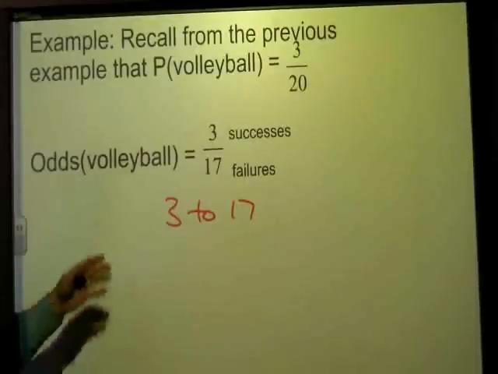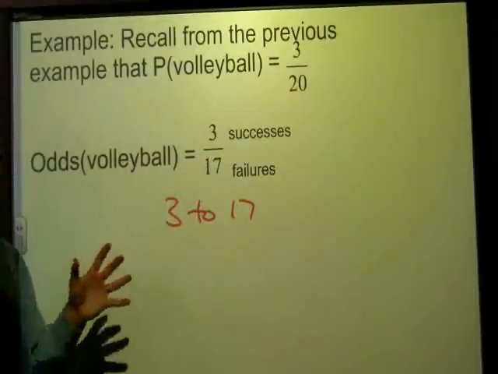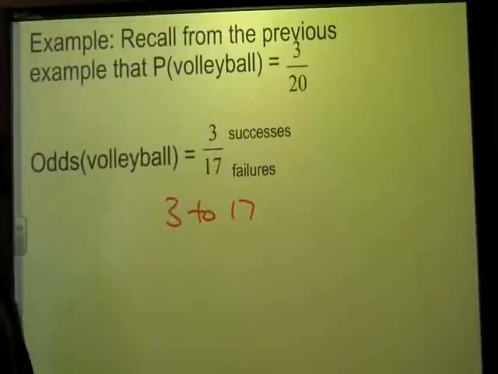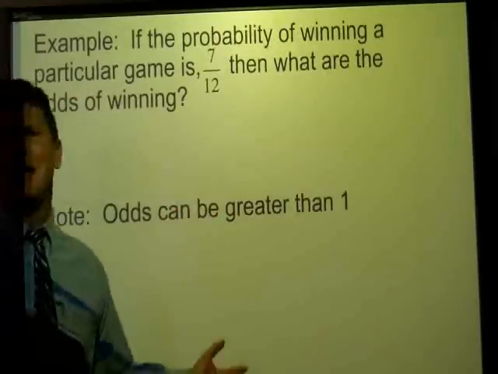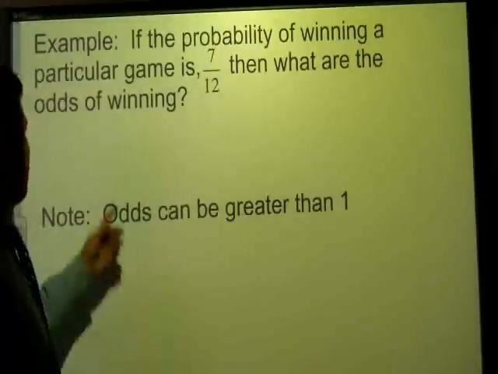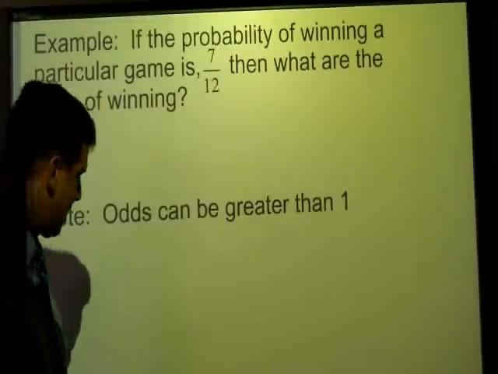Okay? So that's something we'll get into in more detail if necessary. But there's the difference between probability and odds. Make sure we note the difference there. That's key. Okay? So if the probability of winning a particular game, whatever that game is, is 7/12, what are the odds of winning that game?